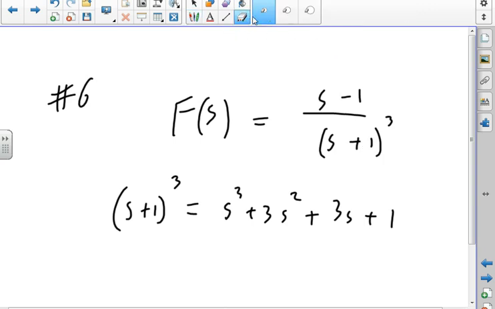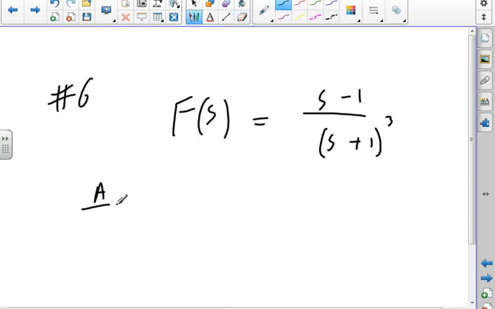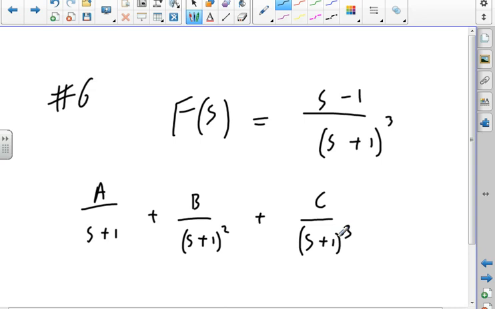What I'm thinking is they gave me a way to work it that isn't going to work, so I would do partial fractions on it. I'd say that this is a over s plus 1, plus b over s plus 1 squared, plus c over s plus 1 cubed. Then I'd ask myself, if I had c over s plus 1 cubed, could I find it? Yes, that's number 16 on my Laplace transform table. So I could find that one. So that's probably what I would do.